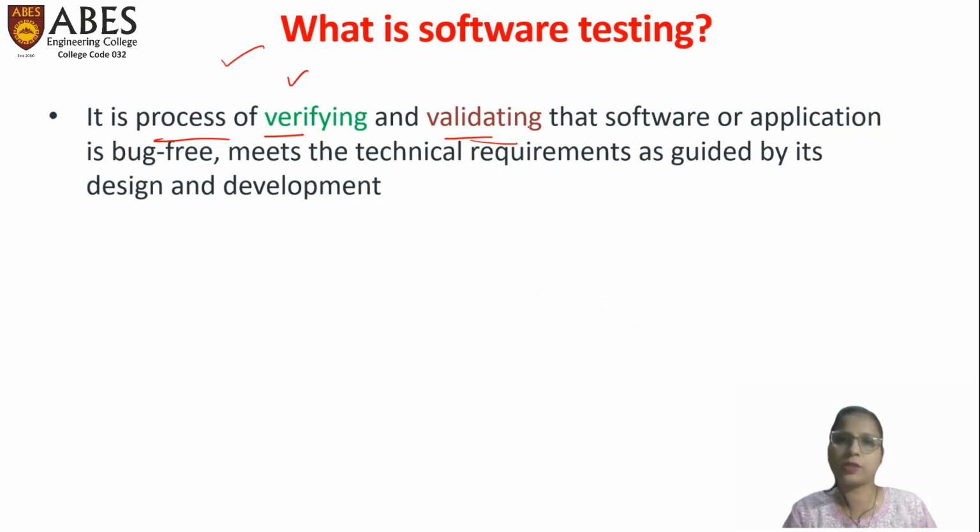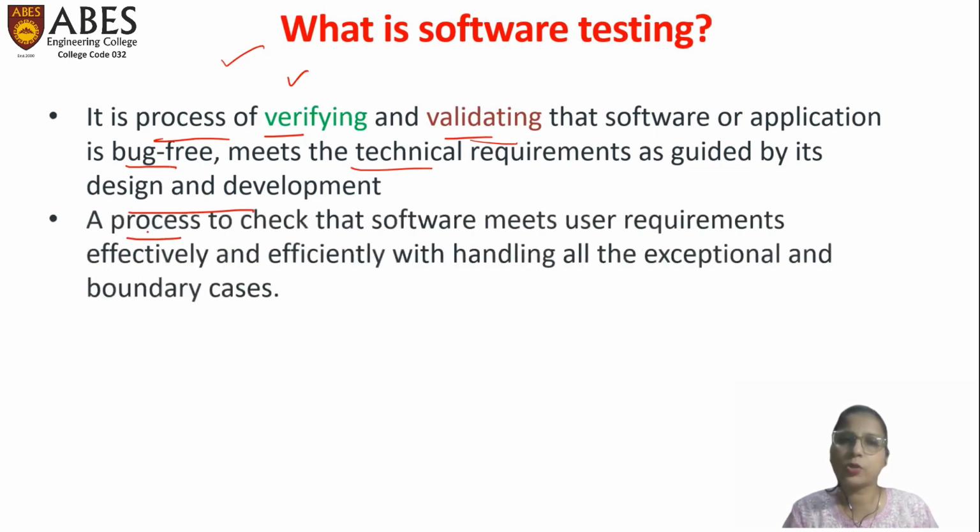The idea is that both processes are completed to check that the software and application is bug-free and meets the technical requirements as guided by its design and development. This is also known as a process to check that software meets user requirements effectively and efficiently. Sometimes our feature is good, producing the right result, but it takes too much time. In terms of performance, that is considered poor performance. So the software should produce the correct result in a specific amount of time. Only then do you consider that the software is performing well.